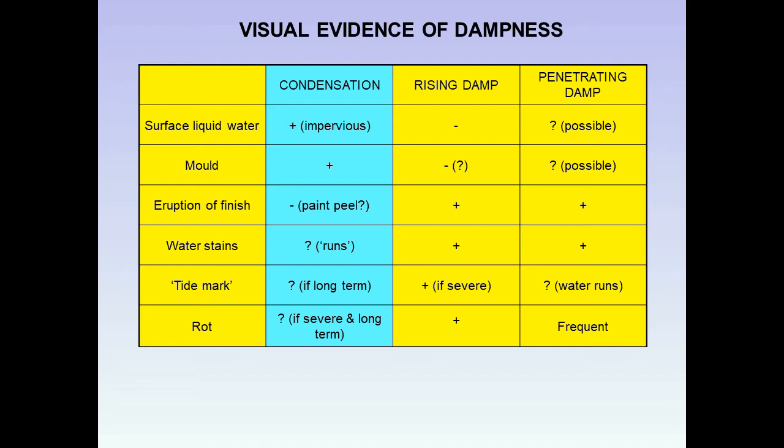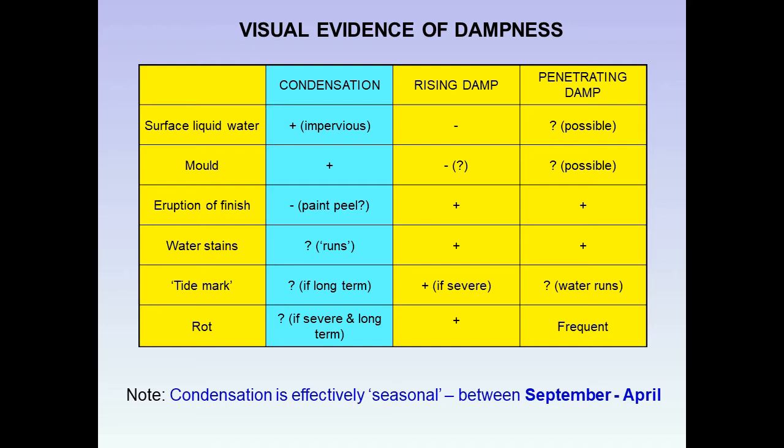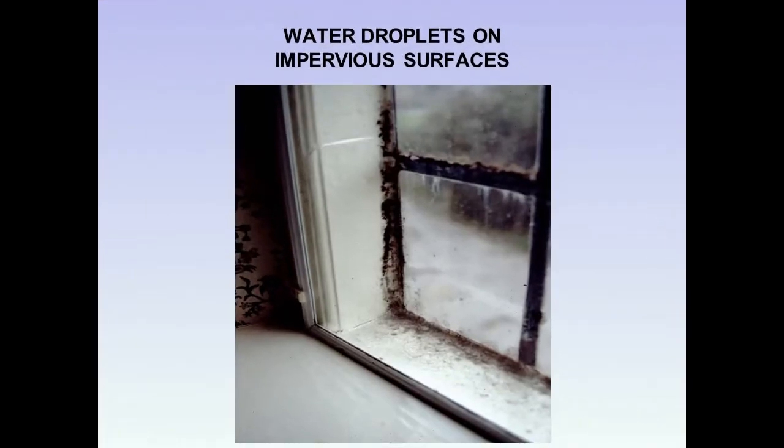Well, there's a simple comparative table. I'm not going to read it, but you can read that for yourselves. It gives you all the differences between condensation, rising damp and penetrating damp. And of course, condensation is effectively seasonal, most commonly between September and April. So what do we do visually?